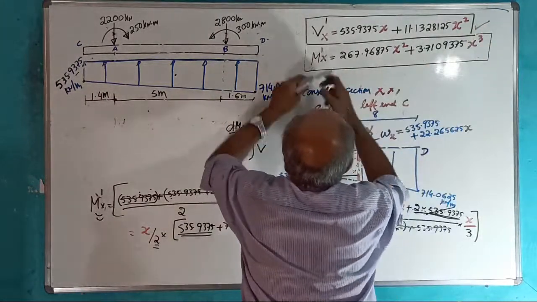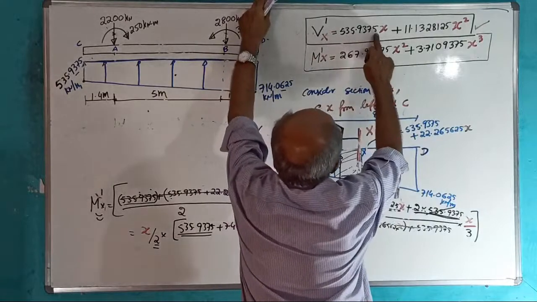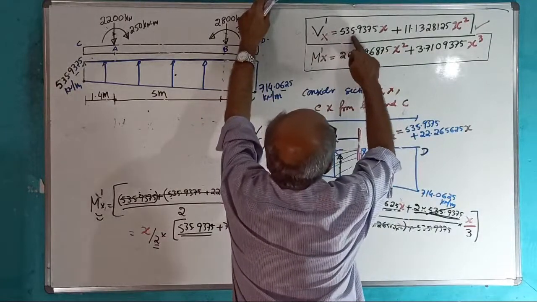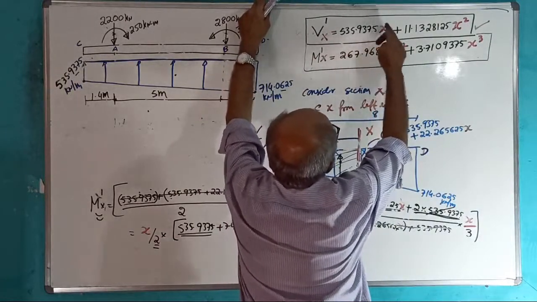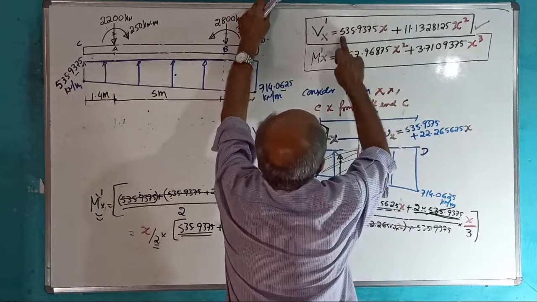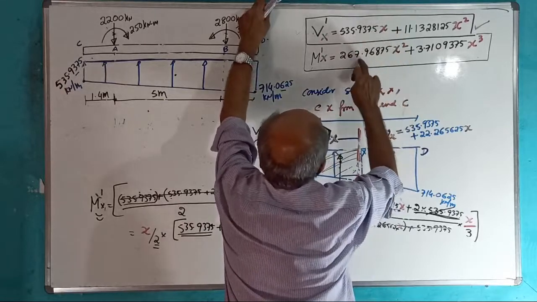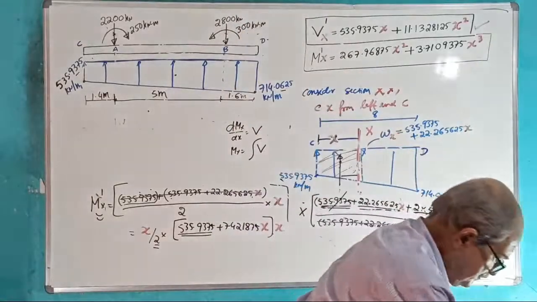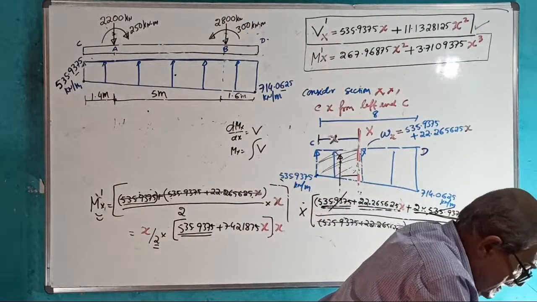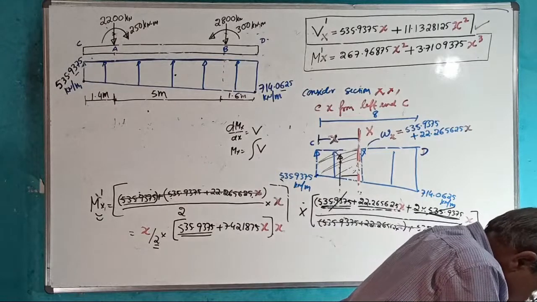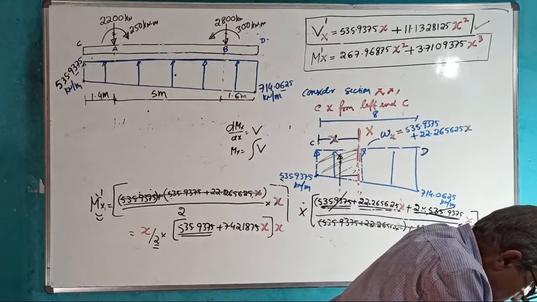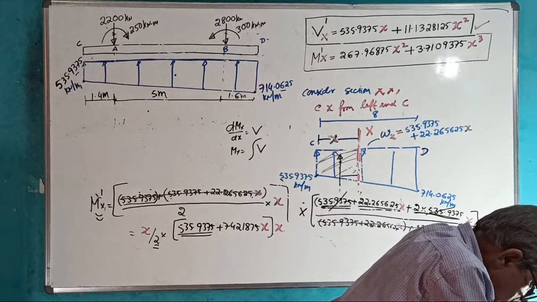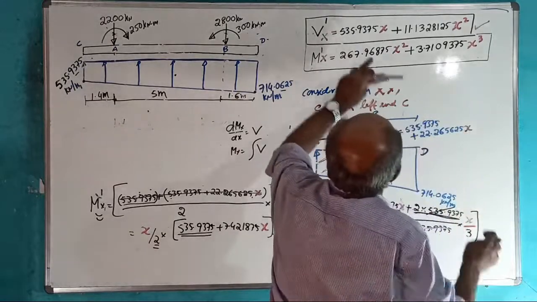Now 535.9375 X becomes 535.9375 into X square by 2. So divide by 2, do it. Is it tallying? Tell fast. Tallying or not tallying? Correct? Then come here.